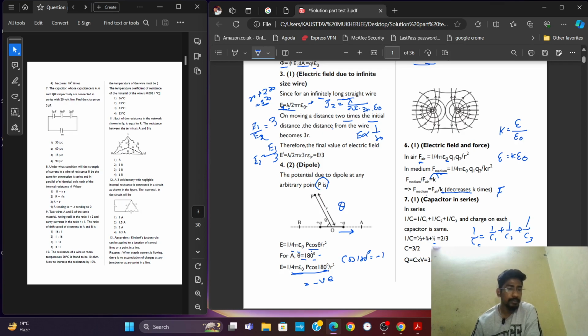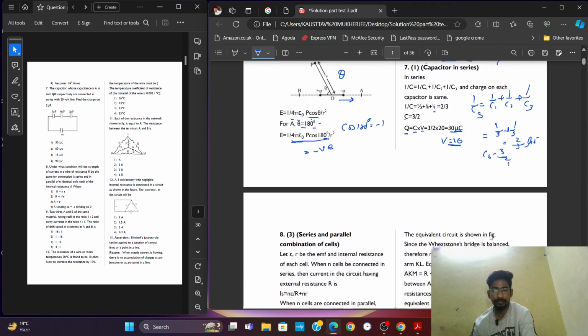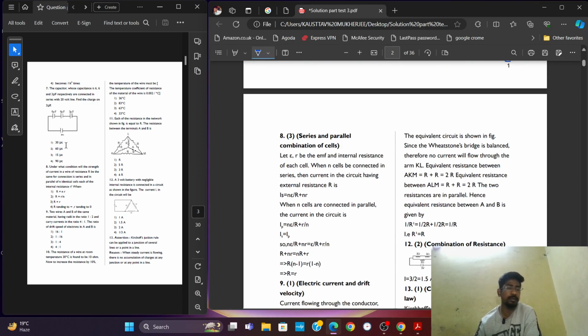This is in microfarad, and it is connected to 20 volt, V equals 20. Find the charge on the 3 microfarad capacitor. So 1 by C series is 2 by 3, which means C series equals 3 by 2, right? The charge Q equals C into V, so with C equal to 3 by 2 and the voltage given as 20, that means 30 microcoulomb is the charge. Then option number 1 is correct.